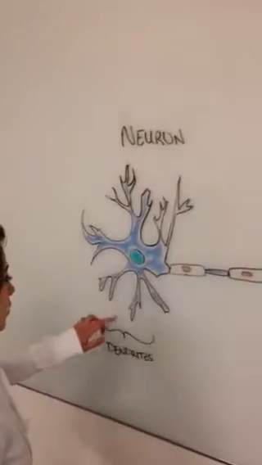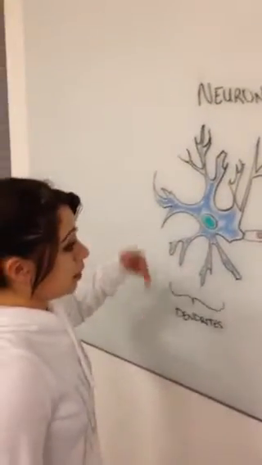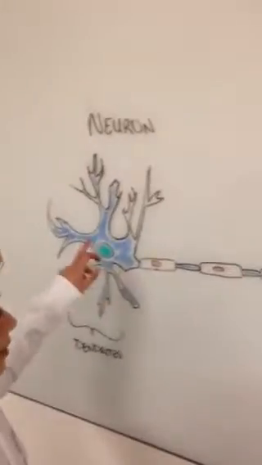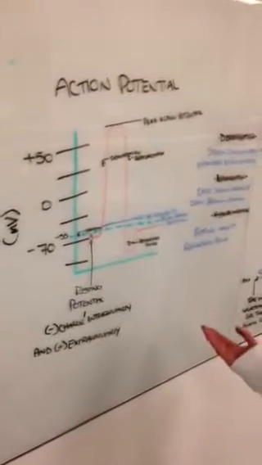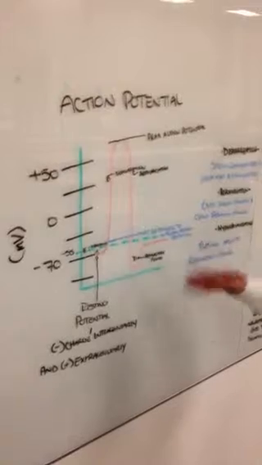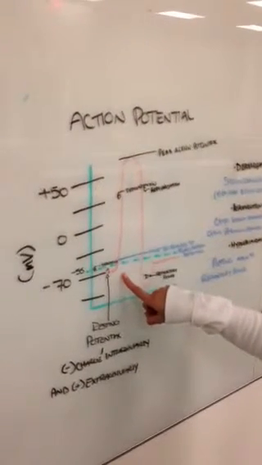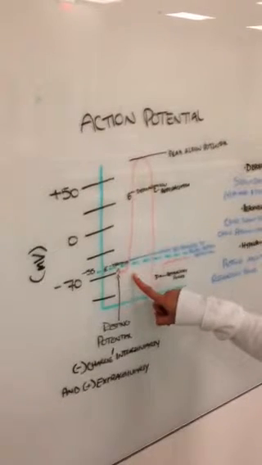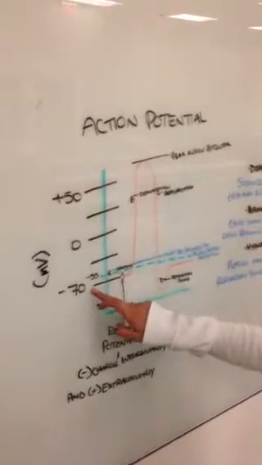The dendrites are what bring the messages into the soma, or in other words, the body of the cell. It will pass the axon hillock, and once it reaches the axon terminal, we are ready for action potential to commence. In action potential, we have various stages. The first is the resting potential, in which the negative charge is intracellular and the positive extracellular. Then we have the threshold at negative 55 millivolts.